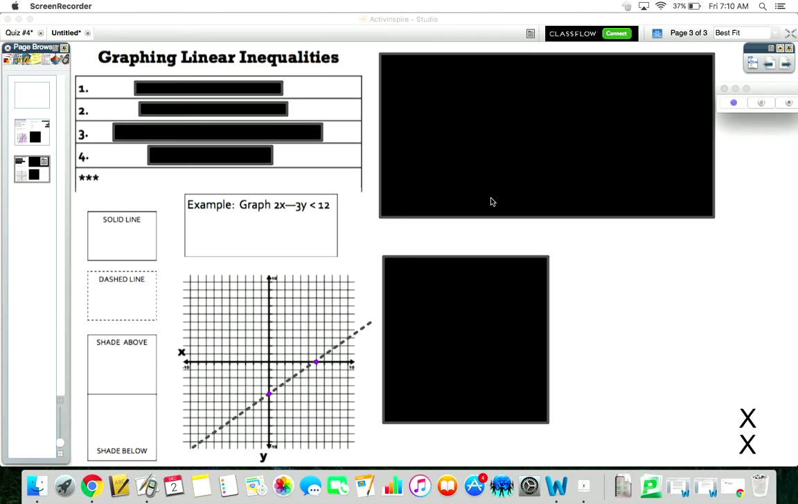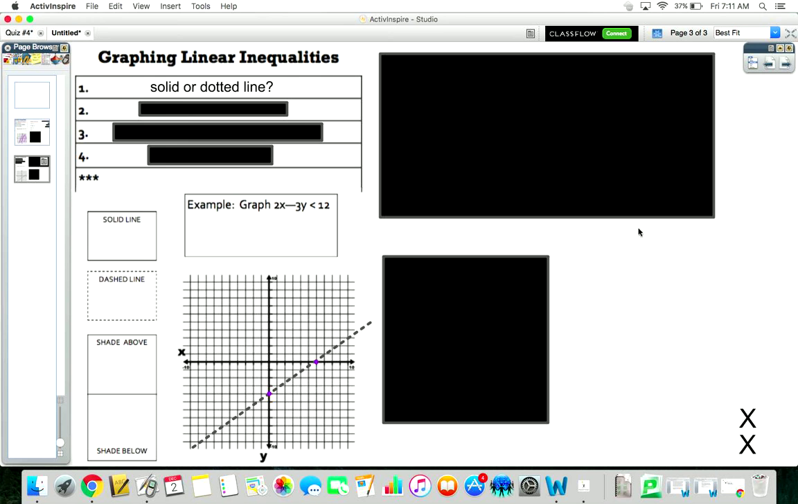Notice this is our second example and our equation is not in slope-intercept form, so we're going to graph it in standard form. The very first thing we want to look at is, do we need a solid or a dotted line? Notice we have 2x minus 3y is less than 12, so we just have a less than sign. So this time we want to use a dashed line. Then you need to graph your equation.